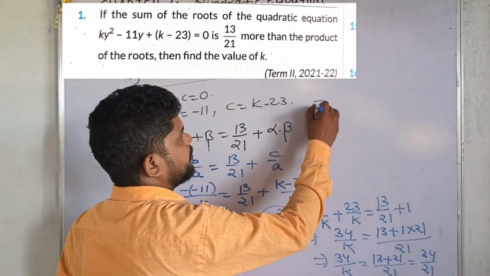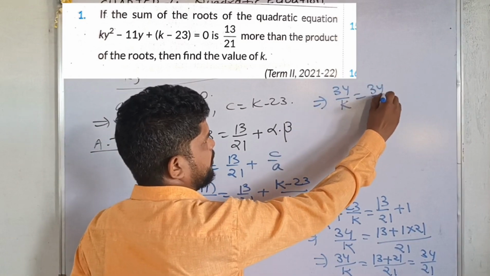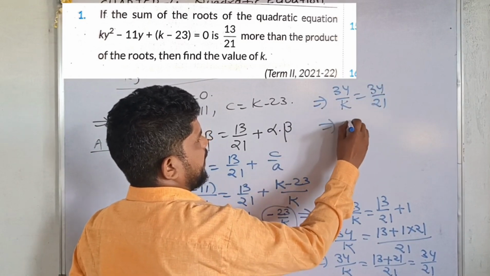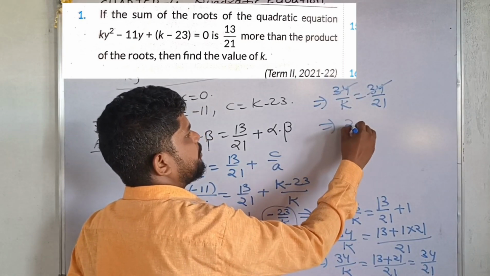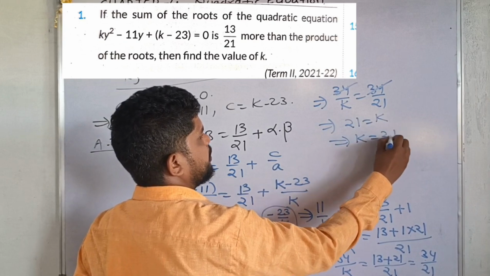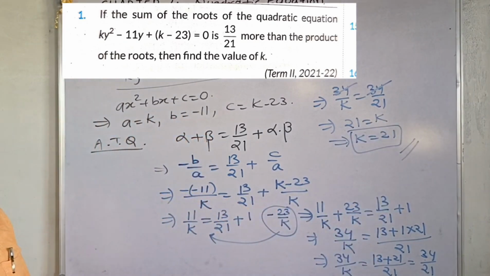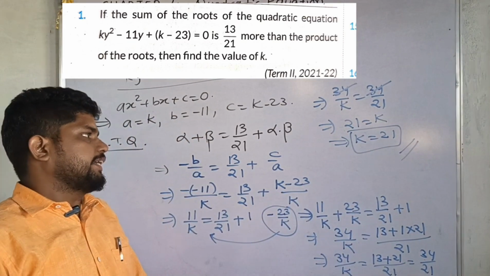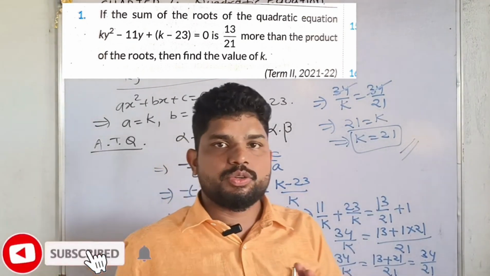So this will give 34 divided by k is equals to 34 divided by 21, and 34 will get cancelled out. This will be 21 is equals to k. So the value of k is equals to 21. Okay, so the answer, the value for the k is 21. So in this method we can solve this question.